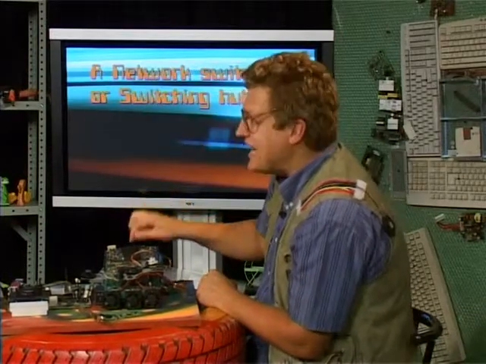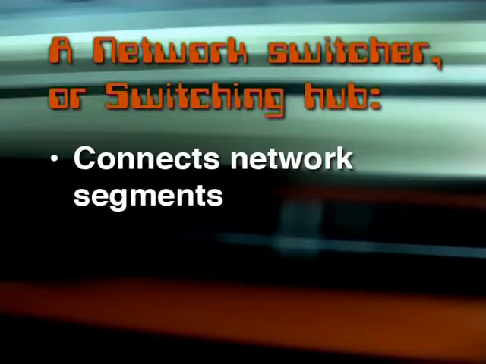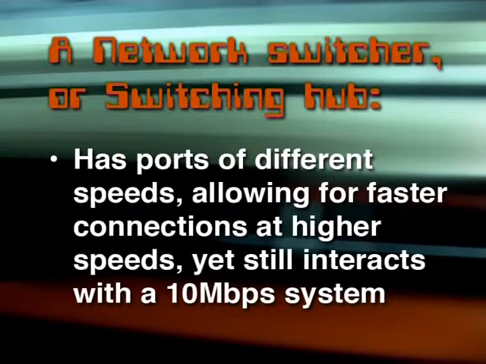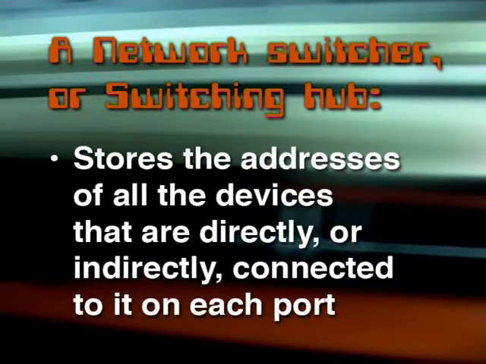Now, like an ordinary hub, the network switch or switching hub connects network segments. But it's more advanced technology in that it has ports of different speeds, allowing for faster connections at higher speeds, yet still interacts with a 10 megabits per second system. Also, it stores the addresses of all the devices that are directly or indirectly connected to it on each port.